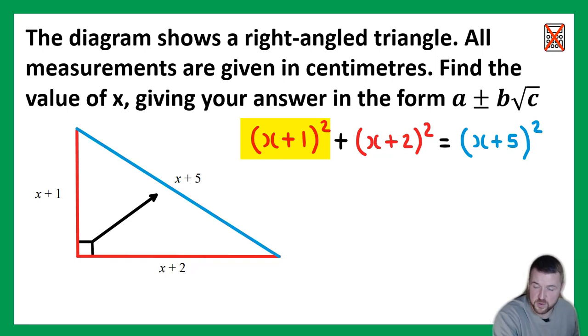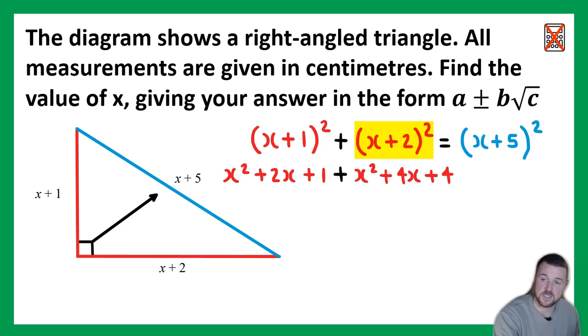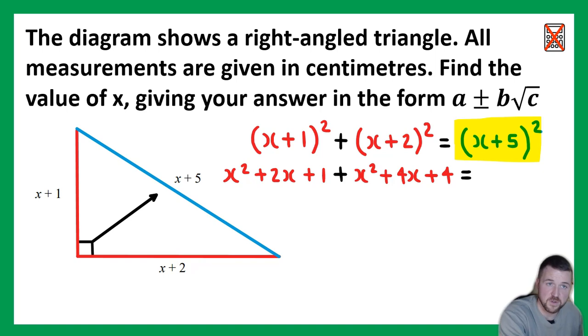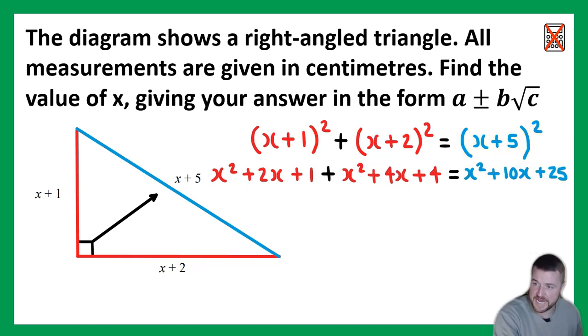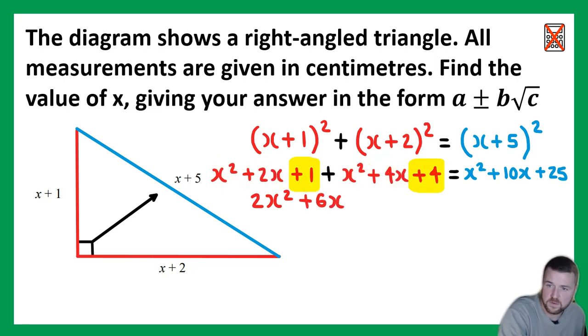Expanding x plus 1 squared will give us x squared plus 2x plus 1, and expanding x plus 2 squared is x squared plus 4x plus 4, and this is equal to x plus 5 squared, which is x squared plus 10x plus 25. Collecting like terms on the left-hand side of the equation, x squared plus x squared is 2x squared, 2x plus 4x is 6x, and 1 plus 4 is 5.